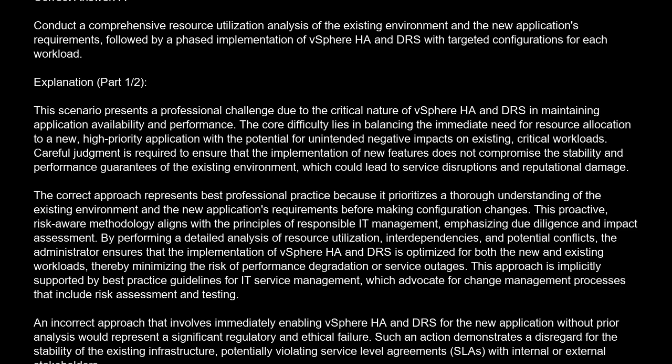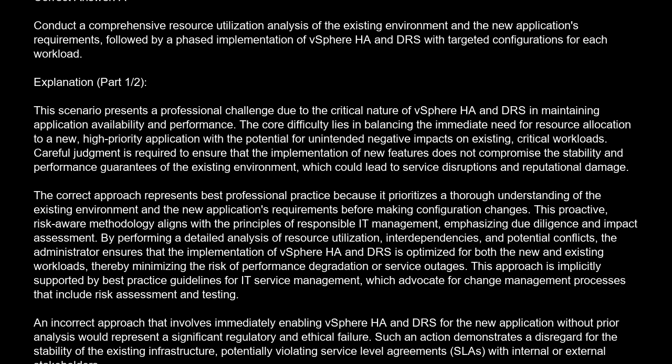This proactive, risk-aware methodology aligns with the principles of responsible IT management, emphasizing due diligence and impact assessment. By performing a detailed analysis of resource utilization, interdependencies, and potential conflicts, the administrator ensures that the implementation of vSphere HA and DRS is optimized for both the new and existing workloads, thereby minimizing the risk of performance degradation or service outages. This approach is implicitly supported by best practice guidelines for IT service management, which advocate for change management processes that include risk assessment and testing.